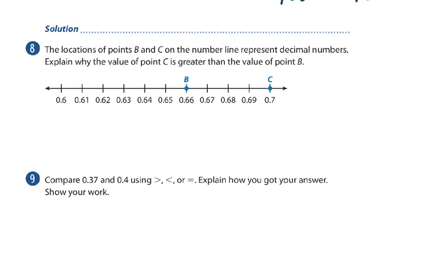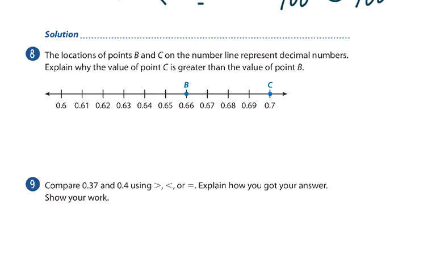Let's get 8 done. The locations of point B and C, help me read. The locations of point B and C on the number line represent decimal numbers. Explain why the value of point C is greater than the value of point B. Okay, well, this is worth 66 cents, right? If we think about it in terms of money, this is 66 cents, and this is 70 cents.